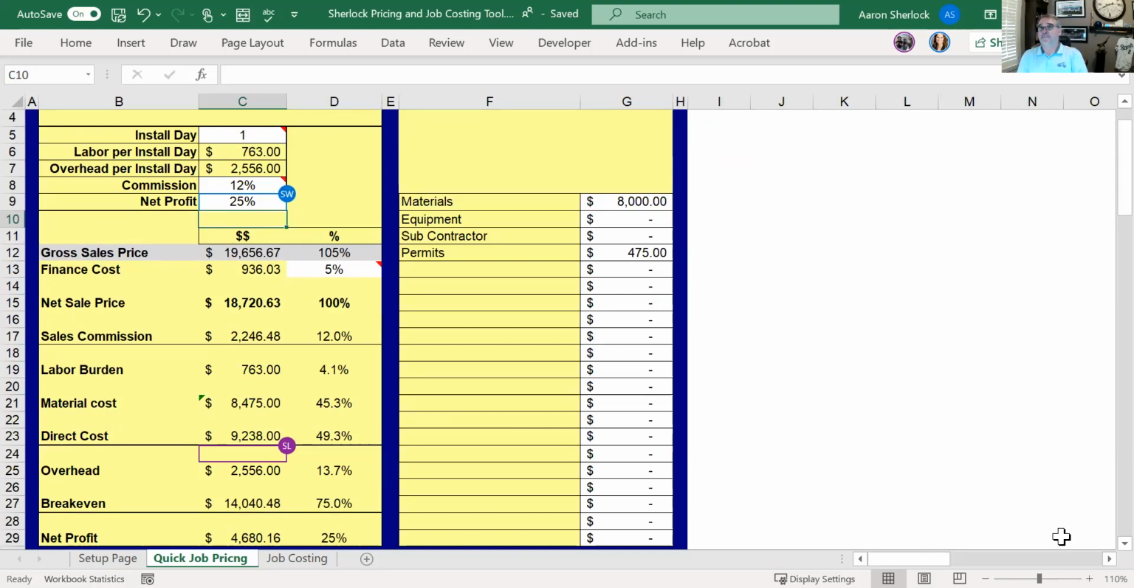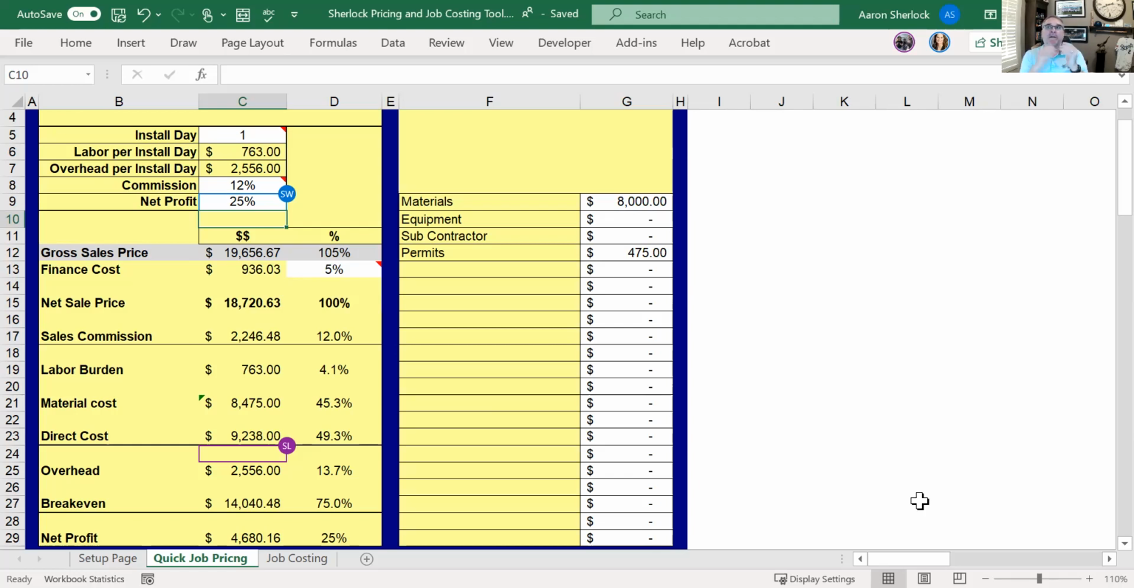Okay, so it looks like you've already been playing around with it. You've got 8,000 in material and 475 for a permit. So that's everything for the job, and then your financing cost, your bank's charging you 5%. Is that right? Yep. Okay, so your total sales is 19,656.67. Write that number down because I want to make sure we put that on the other page.